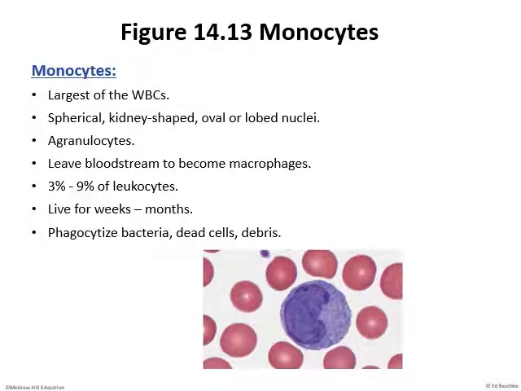Okay, monocytes, this is the first agranulocyte. It's going to be a strong phagocyte just like your neutrophils were. They're going to phagocytize bacteria, dead cells, debris. They live for a few weeks to a couple months. And when they leave the bloodstream, they're then known as macrophages. So when they're in the bloodstream, they're called monocytes. When they leave the bloodstream and enter the tissues, they're known as macrophages. So macrophages and neutrophils are going to be your strong phagocytes.